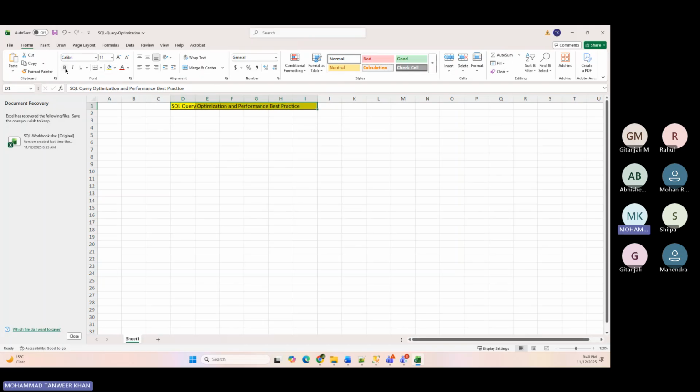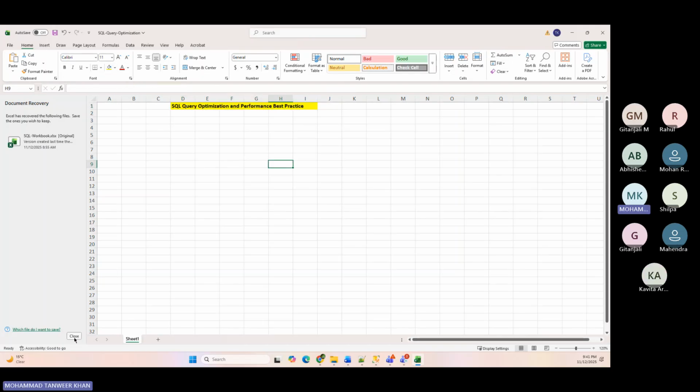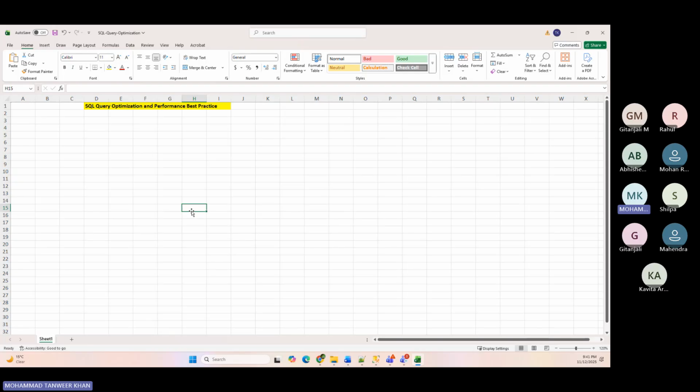Last session I have taken on different data load strategy. Those who have not attended the session, we have uploaded the recording on our YouTube channel in the ad hoc playlist. Please go through that, because that is a very common concept used either by data analyst, data engineer, or all the job profiles which are related to data. Okay. So today I have planned to discuss about SQL query optimization.